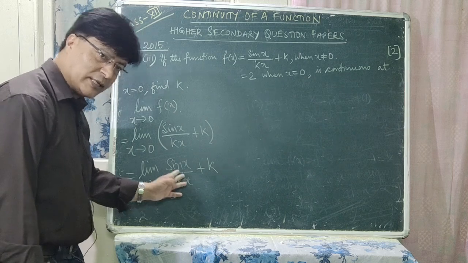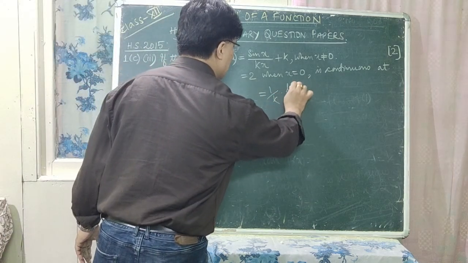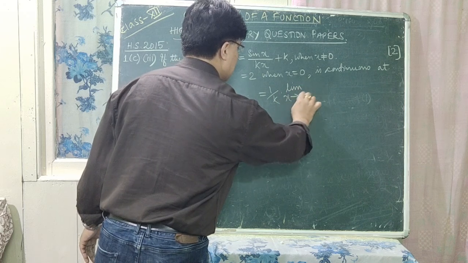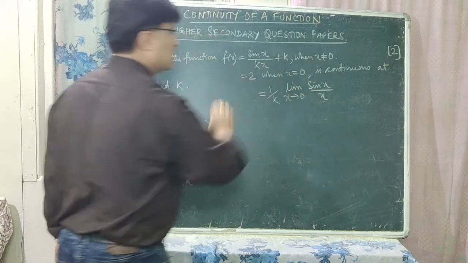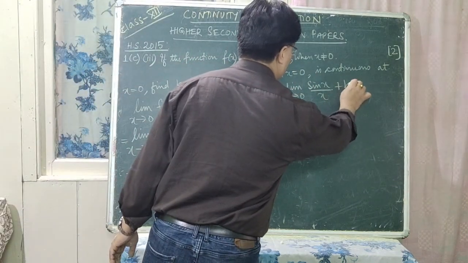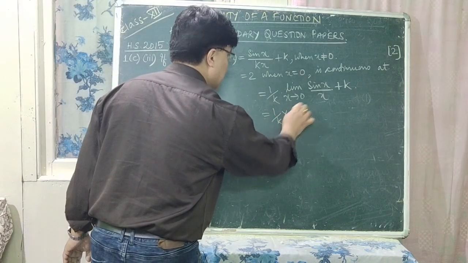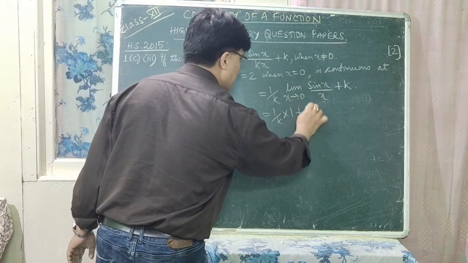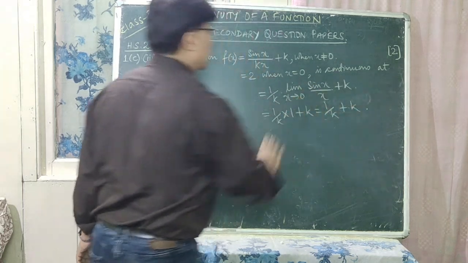Now here 1 upon k is constant. It is taken outside now. So which is equal to 1 by k into limit x tends to 0 of sin x upon x. This is the standard limit, you know that. Then plus k. So which is equal to 1 upon k into what is the value of this limit? This is 1, plus k, which is equal to 1 upon k plus k.